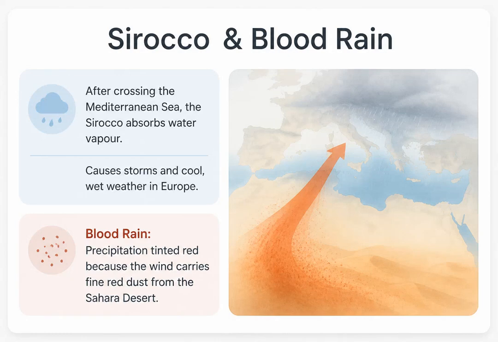As the Sirocco crosses the Mediterranean Sea, it absorbs water vapor, cooling down slightly. By the time it reaches southern Europe, it brings storms and wet weather. Because this wind carries massive amounts of fine red dust from the Sahara Desert, the resulting precipitation is sometimes tinted red, a phenomenon historically known as blood rain.